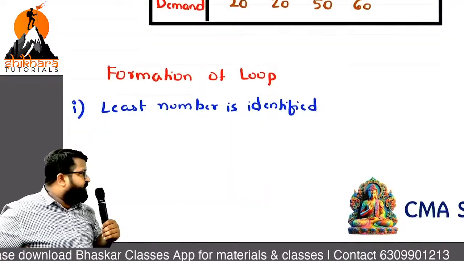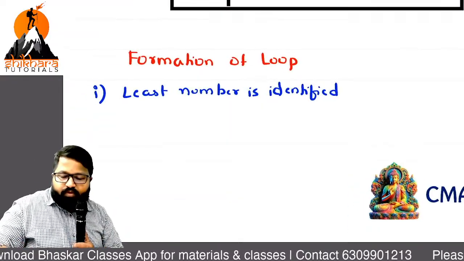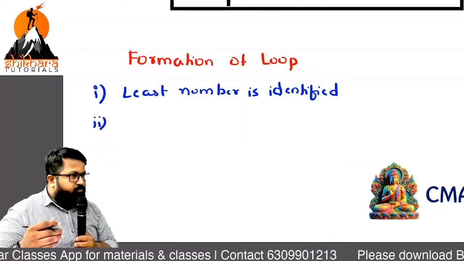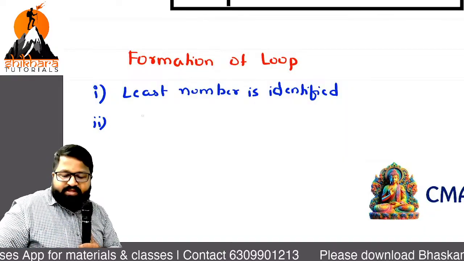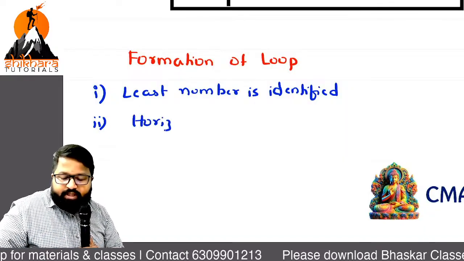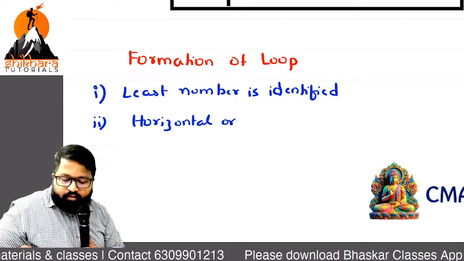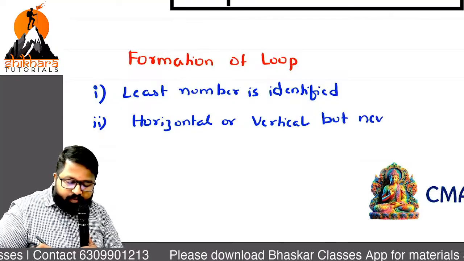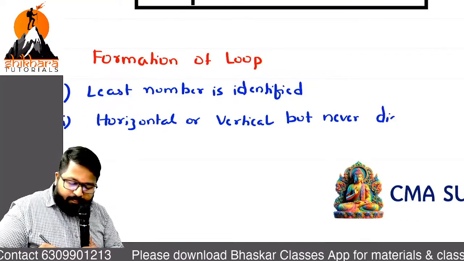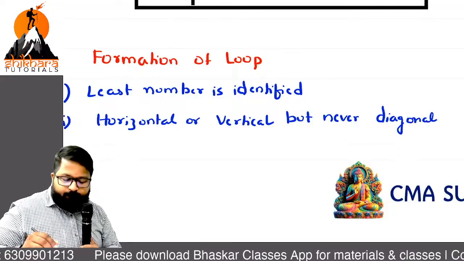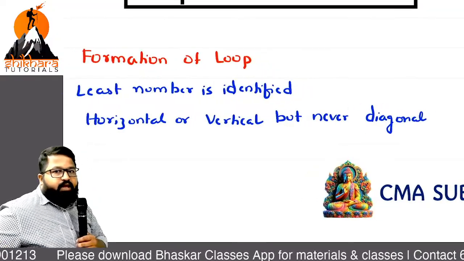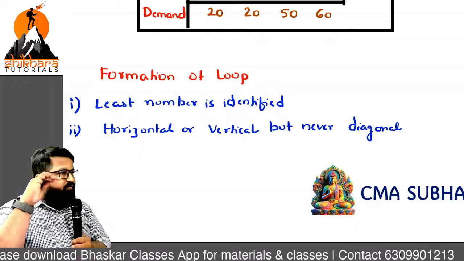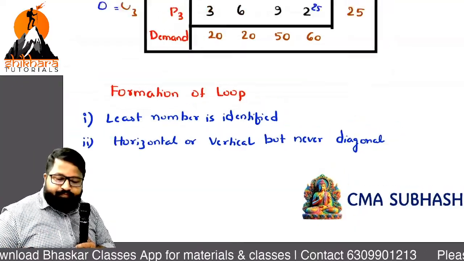So once the least number is identified, what is the next step, ma? We can go forward. Forward can be in either of two ways. That is what, ma? Either horizontal or vertical, but never in a diagonal manner. Clear with the second point? And what is meant by the second point? You are clear now?